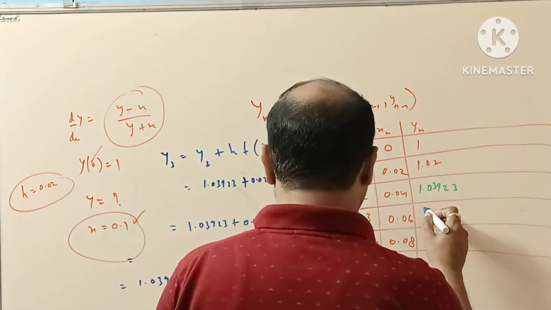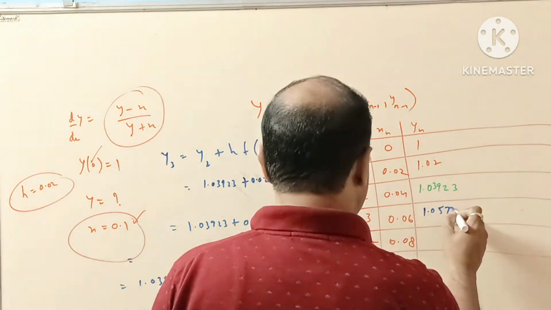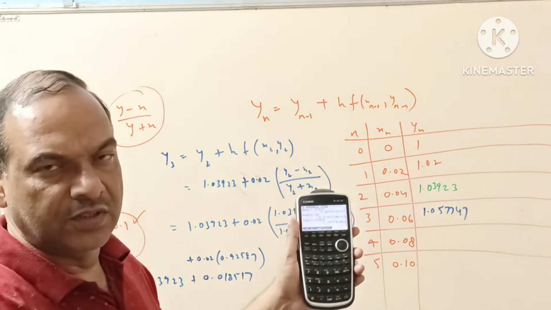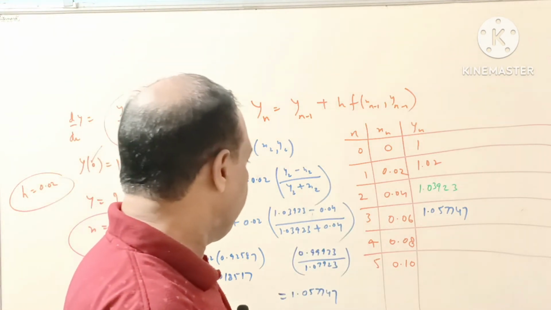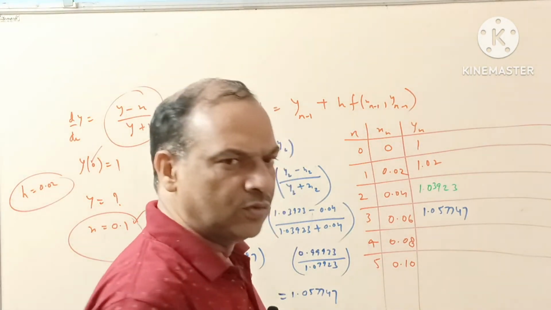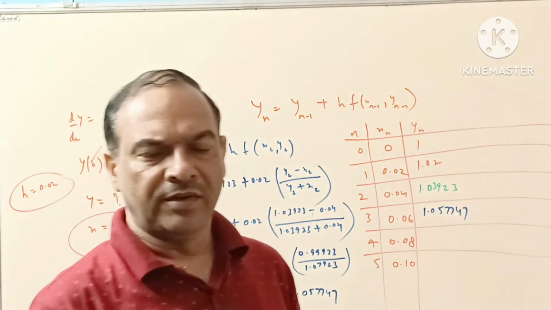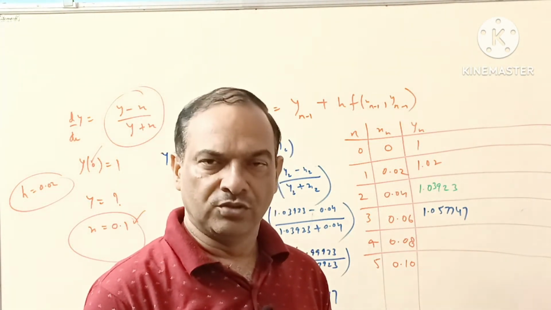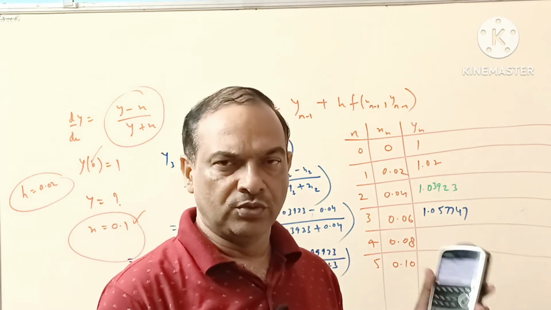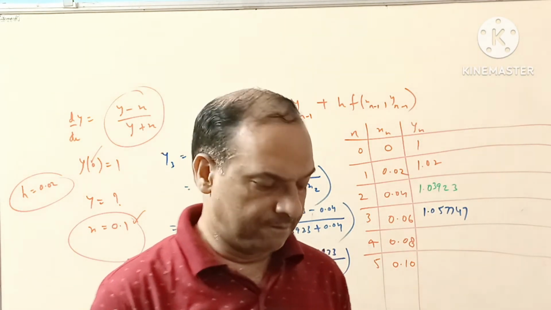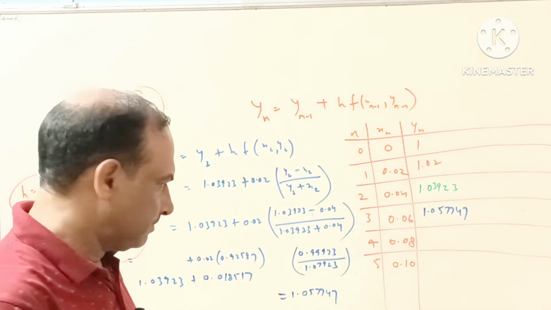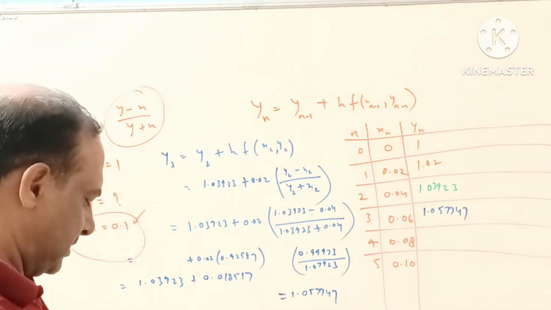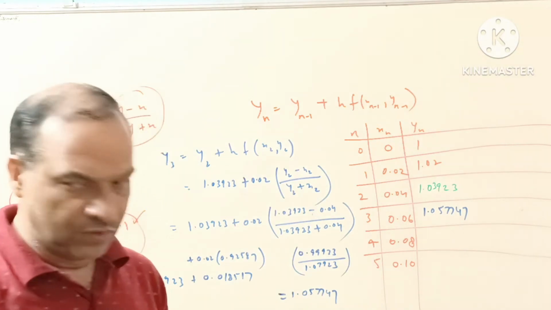This is the required answer, 1.057747. You have to use the GDC because these calculations are very lengthy, and if you go on writing and solving it by hand, it will take a lot of time. So the first thing is you must know how to use the GDC. Okay. Now the next values I will go for are 0.08 as well as 0.05. Just wait, I have to erase it.